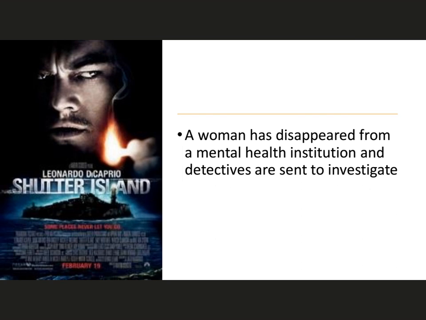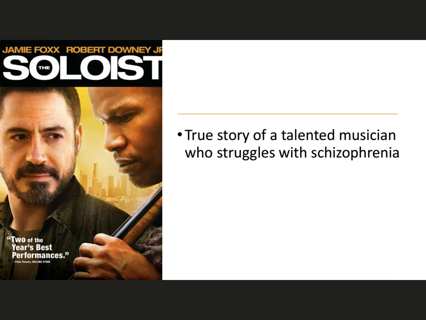Another good film for identifying characteristics is Shutter Island. So although this isn't a true account of someone's experience with schizophrenia, it's quite a nice way to identify characteristics and to put the knowledge that you'll learn from this video into practice. And then finally, there is The Soloist. So this is similar to A Beautiful Mind. This is a real story about a musician who's got schizophrenia.